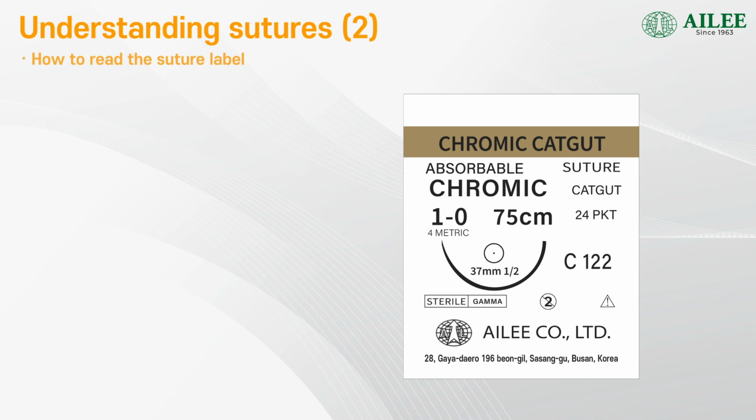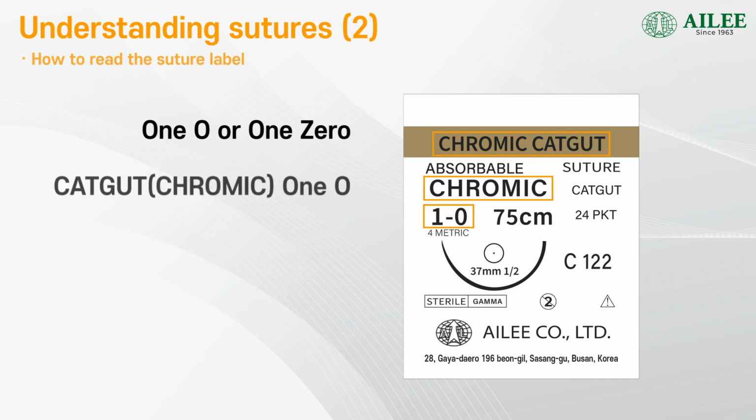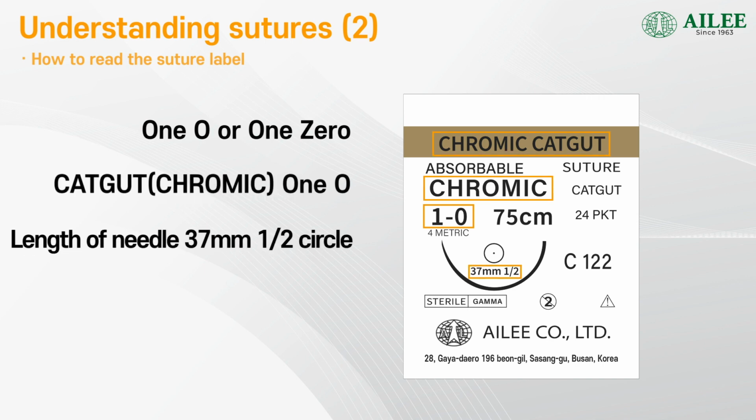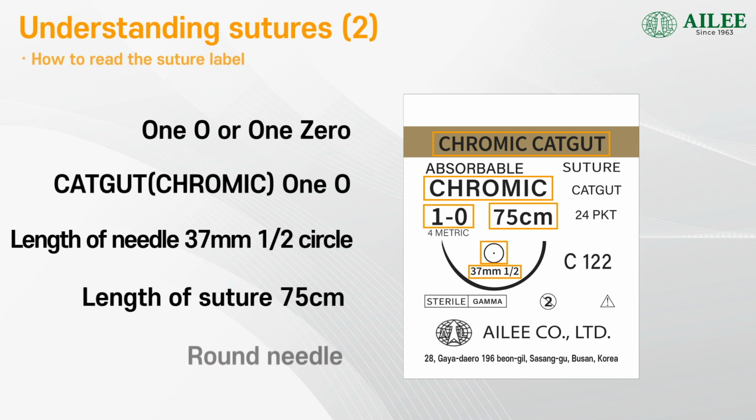Let's have a look at another picture now. This thread is read as 10 or 10, and the name of this thread is KET10. It is a 37 millimeters needle length thread with 1/2 circle. The thread is 75 centimeters long, and the round shape picture means it's a round needle.